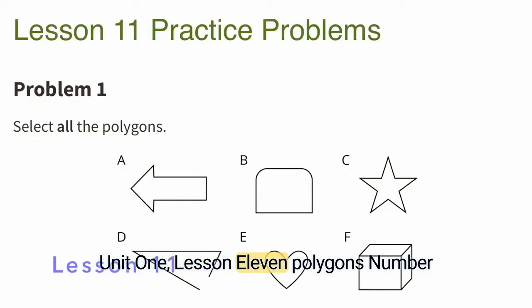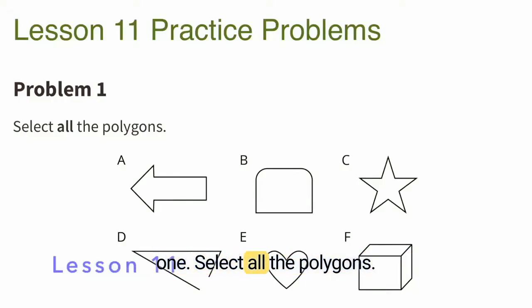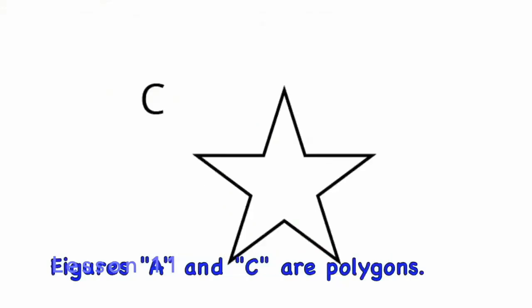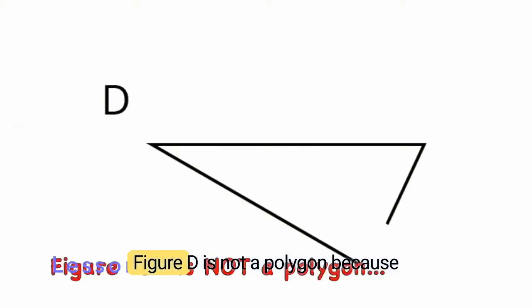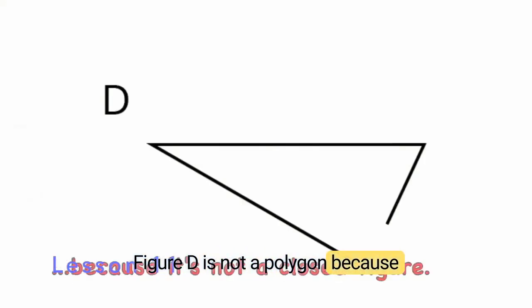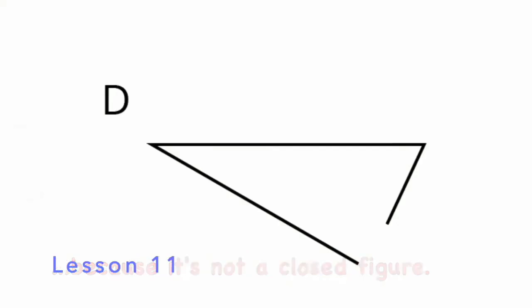Unit 1, Lesson 11. Polygons. Number 1. Select all the polygons. Figures A and C are polygons. Figure B is not, because of the curved sides. Figure D is not a polygon, because it is not a closed figure.